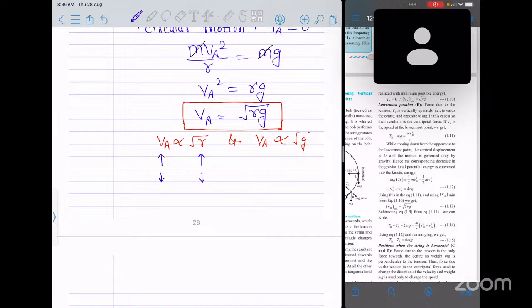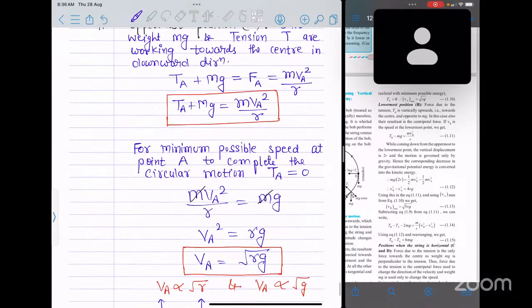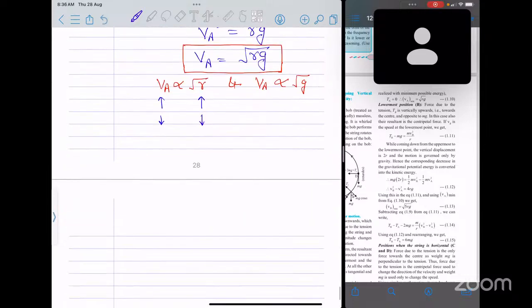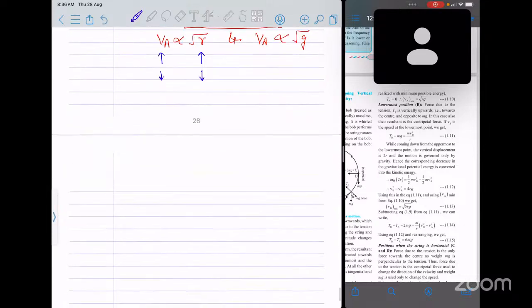Okay. So now we will discuss the lowermost position, that is B.